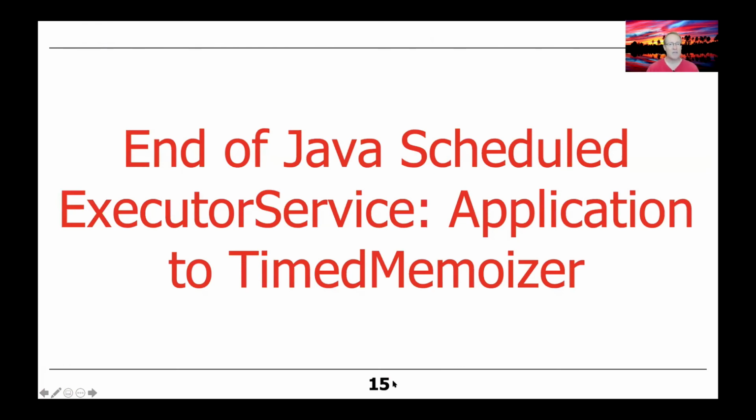So that's the end of our overview description about how we're going to use the Java Scheduled Executor Service in order to implement a timed memoizer. This is just to give you the big picture gestalt view. What we're going to do now is we're going to dive down into the implementation and see how to implement this particular capability using Java and the Java Scheduled Executor Service.